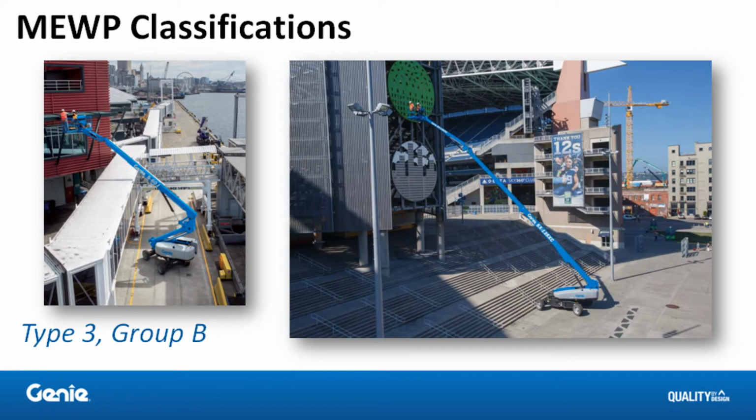Telescopic S-booms are Mewps with boom sections that extend telescopically. They are also commonly known as stick booms because of their straight appearance. Telescopic booms offer greater horizontal outreach than any other type of Mewp.